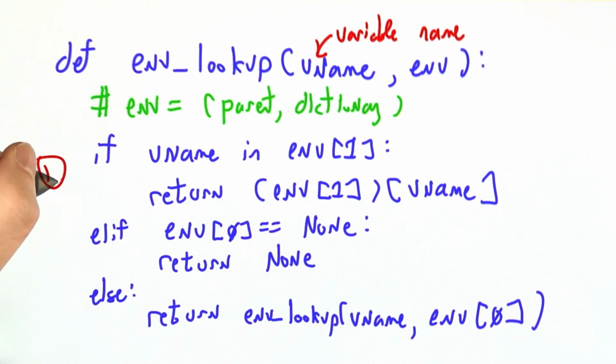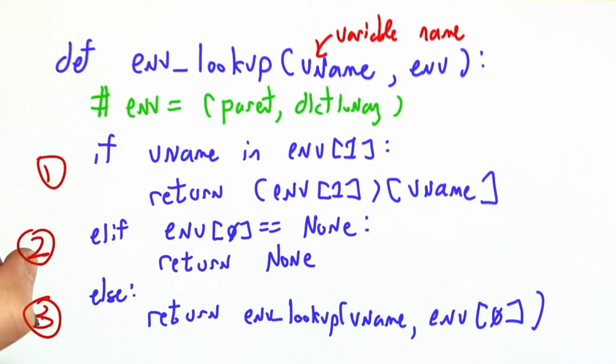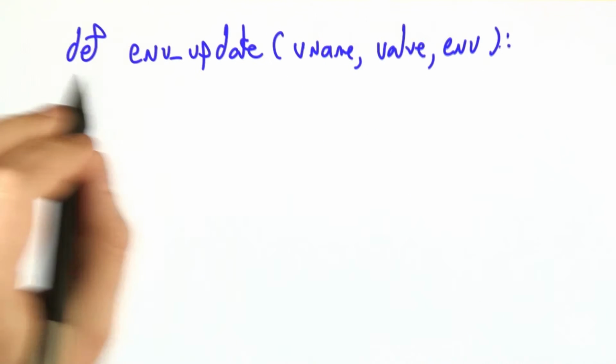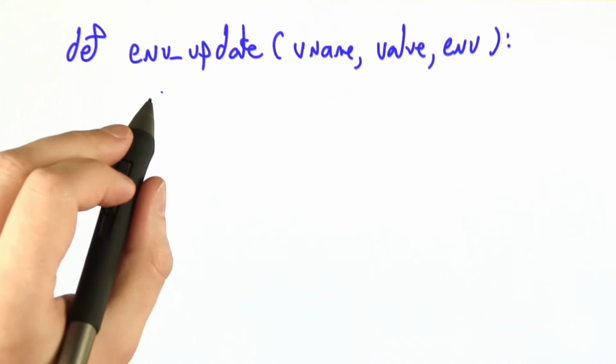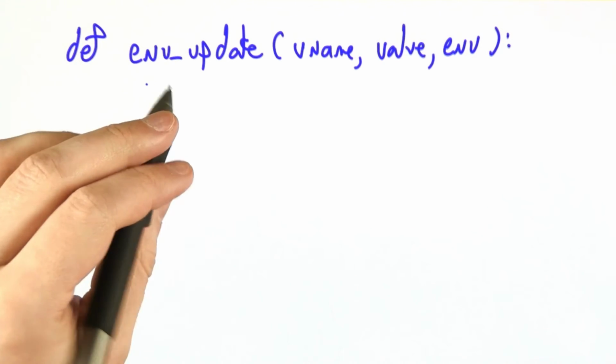Step 1, do we have it? Step 2, are we the global environment? Step 3, if we're not the global environment, ask our parents. Similarly, we now know how to update an environment, or we could work our way through it.